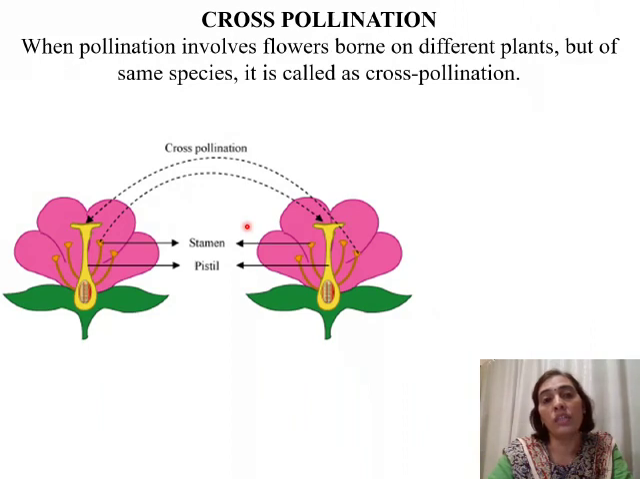When they go from one flower to another, they deposit the pollen grains. Water is also another agency of cross-pollination. So it is through these mediums that the pollen grains on one of the flowers get transferred to another flower on another plant. So in short, these are the two ways in which pollination is brought about.